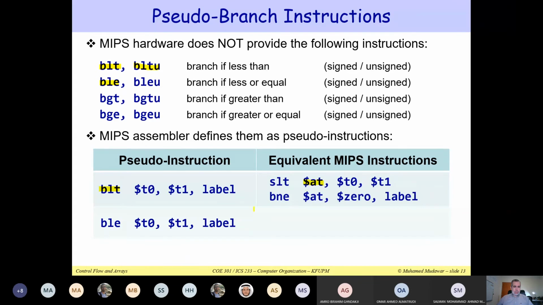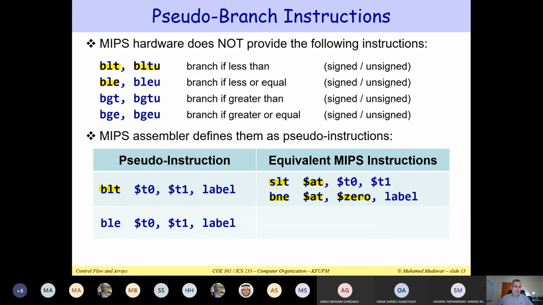Now, what we need to do is branch if the value in AT is 1. So we use a branch not equal, and we compare the register AT against 0. If it's not equal to 0, it must be equal to 1, because set less than is going to write either 1 or 0. So there are only 2 possible values written in AT by the set less than instruction. If it is not equal to 0, it is 1, we branch. If set less than writes 0, the branch will not be taken.